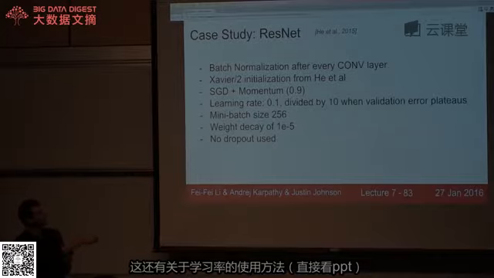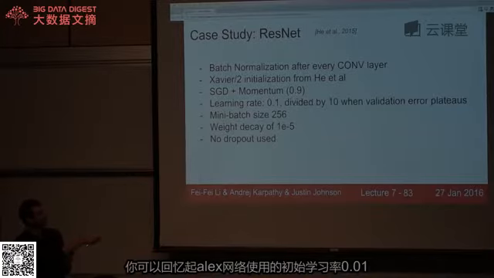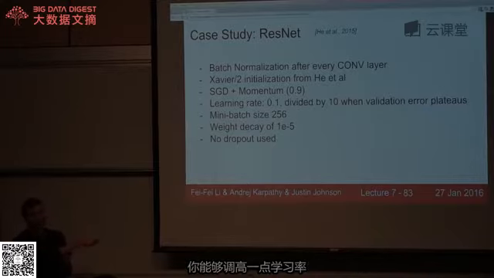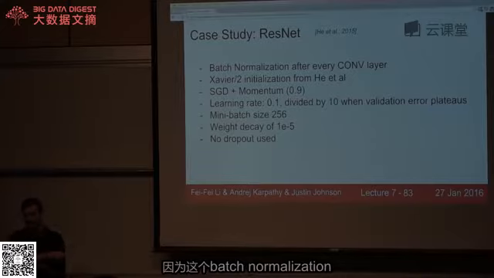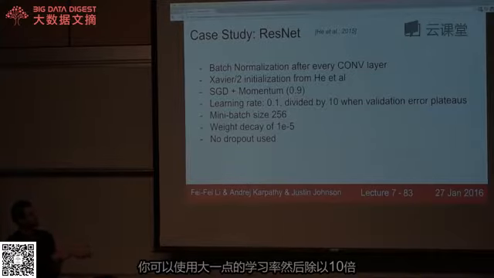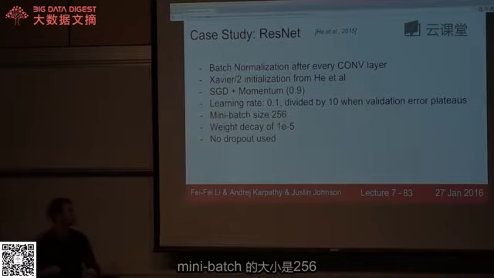They use SGD momentum with 0.9. Learning rate is 0.1. You'll recall AlexNet uses an initial learning rate of 0.01. The reason you can get away with a slightly higher learning rate, I assume, is because of the batch norm layers. They usually allow you to do that. So a bit of a bigger learning rate, and then divide by 10 anytime the validation error plateaus. Mini-batches of size 256, weight decay of 1e-5. So these are relatively standard.